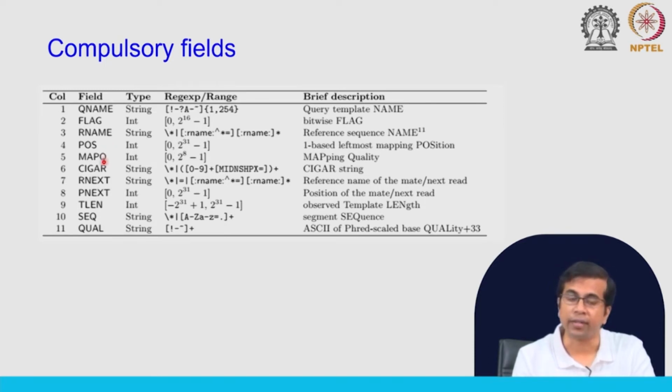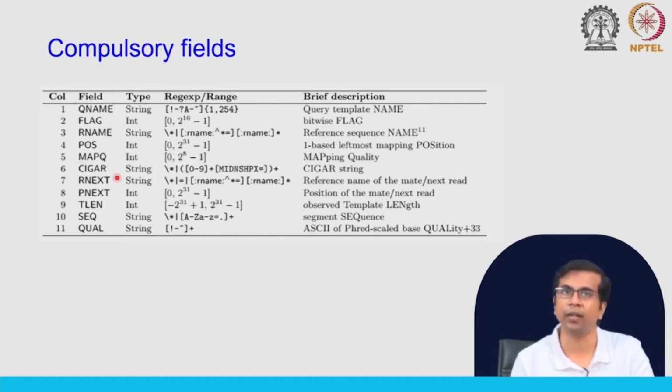The fifth field is MAPQ, the mapping quality. This gives you the probability of error in the alignment. Then field 6 is the CIGAR string. We have described how this CIGAR string is derived, and what the letters mean, like M, I, D, H, S, etc. Then you have field 7, which is RNEXT. This and the next two fields describe the alignment of the mate in case of paired end data.